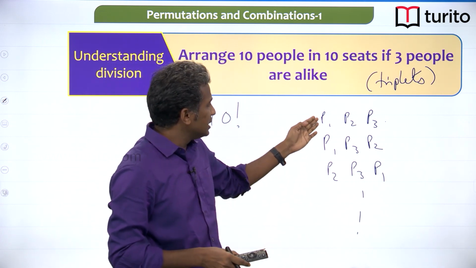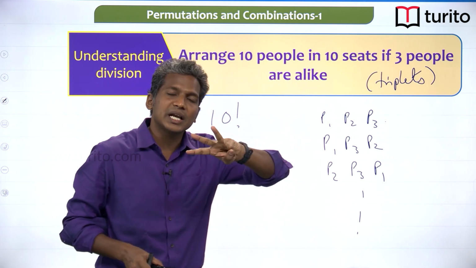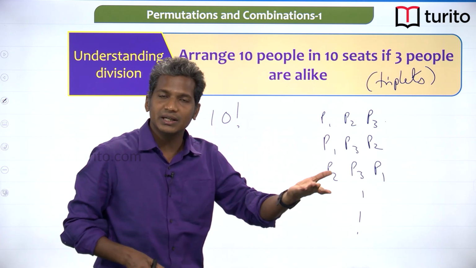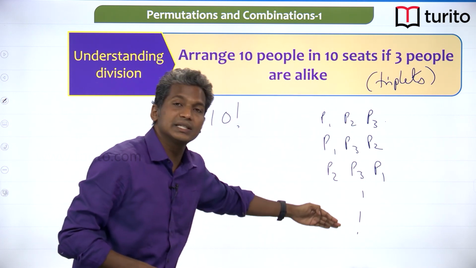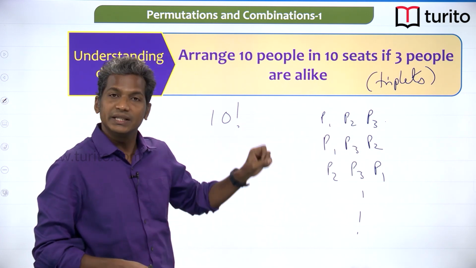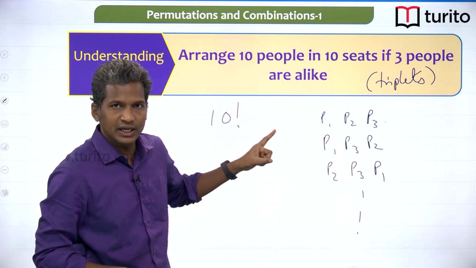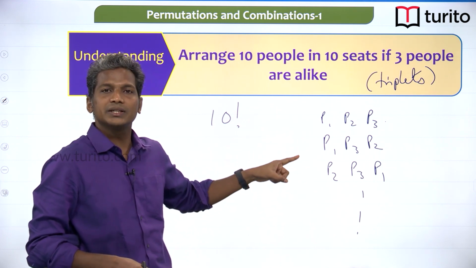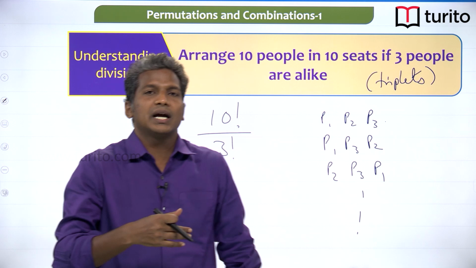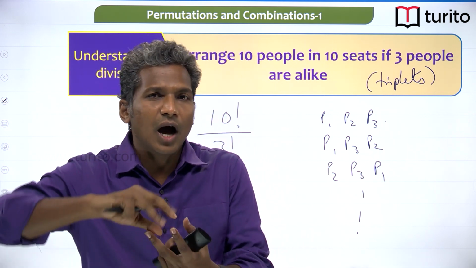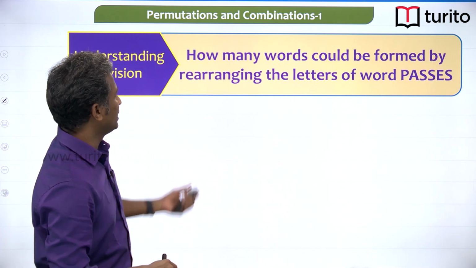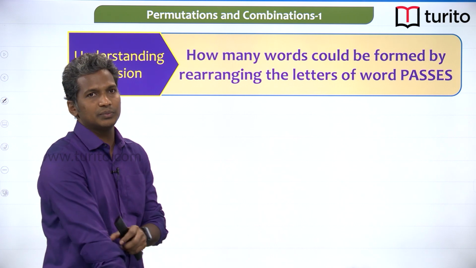But because P1, P2, P3, all 3 are actually the same to us, if I remove these numbers, it is the same arrangement, right. All these 6 arrangements will look the same to me if I just remove those numbers. So, that means there is a symmetry here. How do we quantify that symmetry? 6 is the quantification of the symmetry. So, we divide with 3 factorial. So, in a way we can say that whatever are the number of arrangements among those 3, we divide with that arrangement.